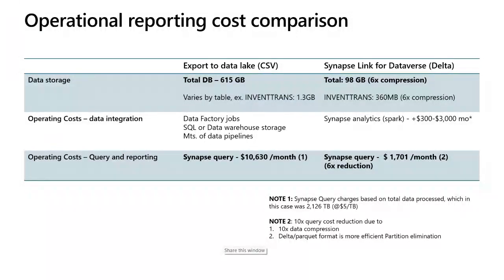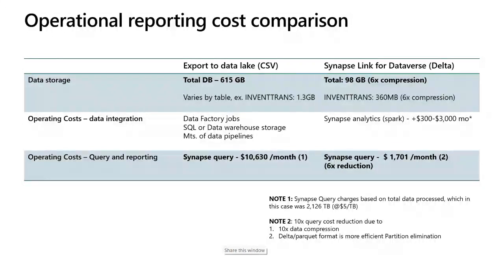We demonstrated an example yesterday, where we gave a live example in which CSV data was 1.3 gigabytes. When converted to Delta, it's 360 megabytes, so basically 6-time compression, right? If you apply that math, 615 gigabytes would become 98 gigabytes of data in the Delta.